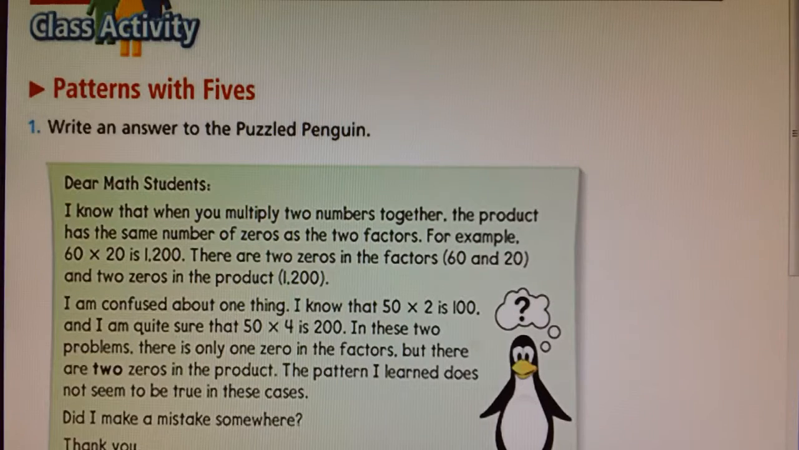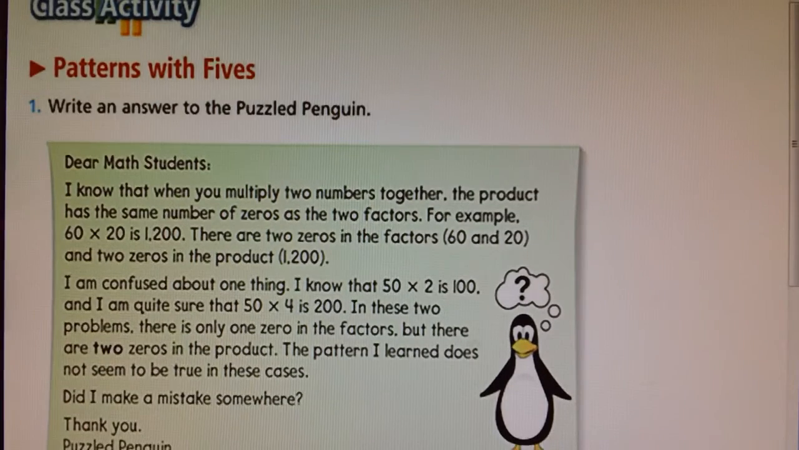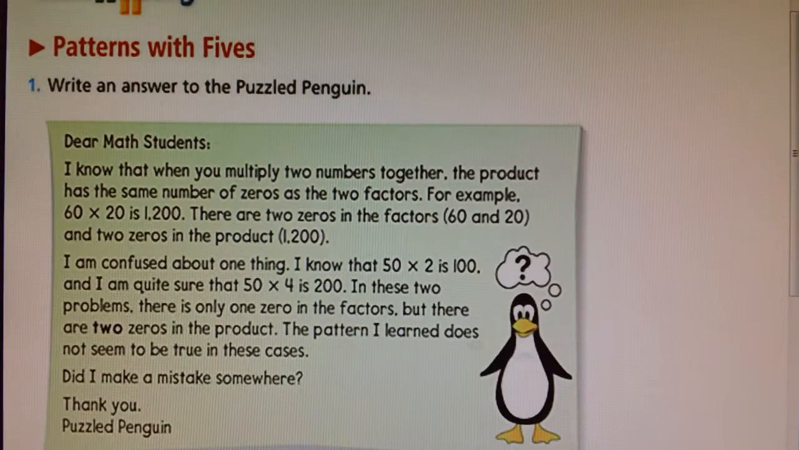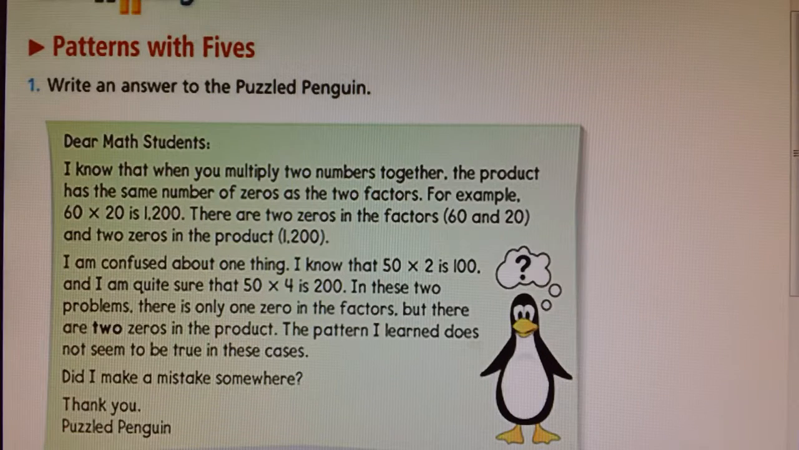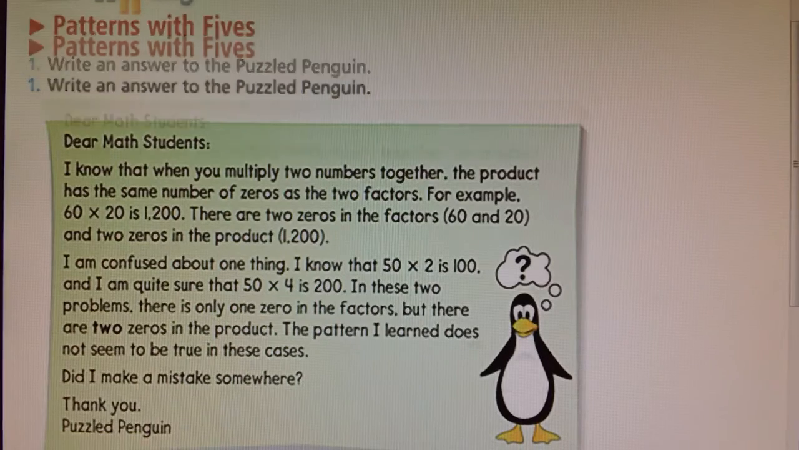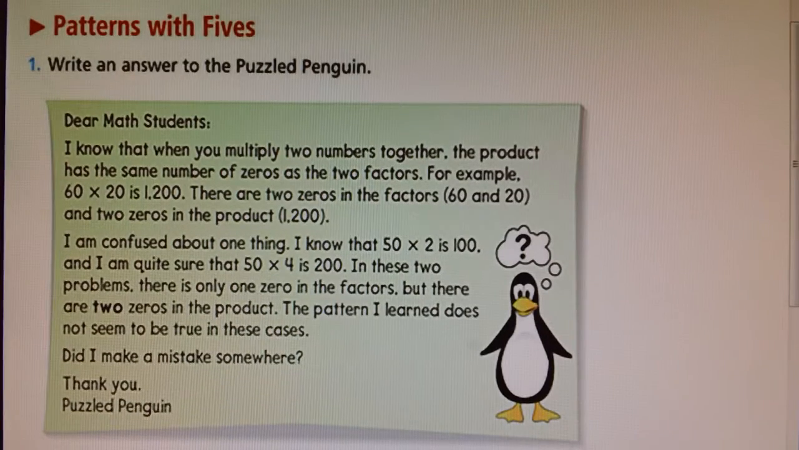We've got Puzzled Penguin here. Puzzled Penguin, always confused, right? He says, Dear math students, I know when you multiply two numbers together, the product has the same number of zeros as the two factors. For example, 60 times 20 is 1,200. There are 2 zeros in the factors, 60 and 20, and 2 zeros in the product, 1,200. I'm confused about one thing.